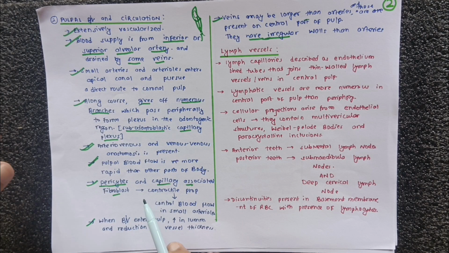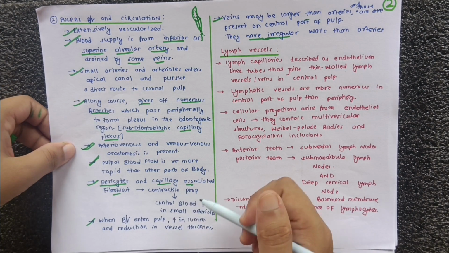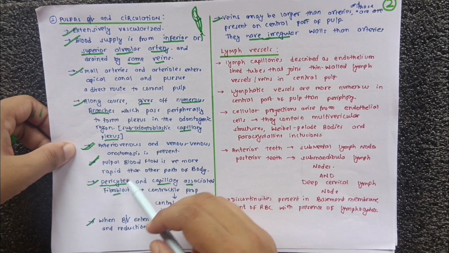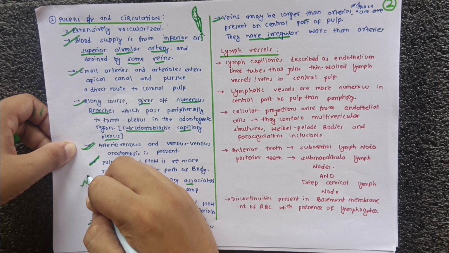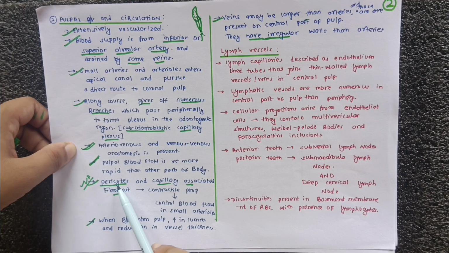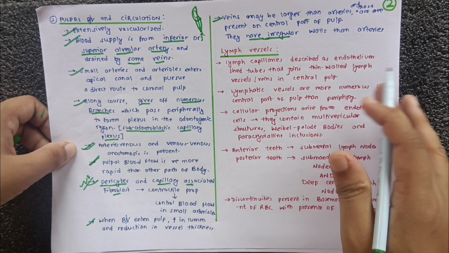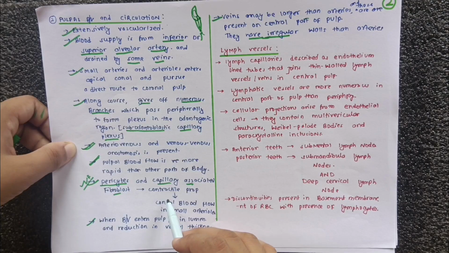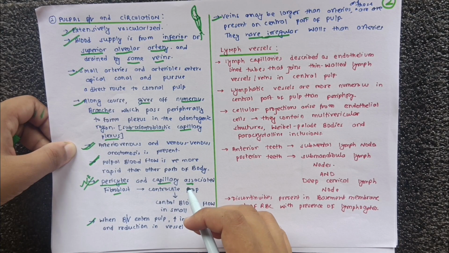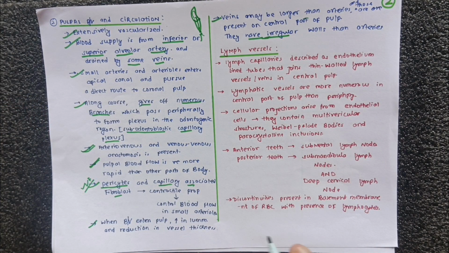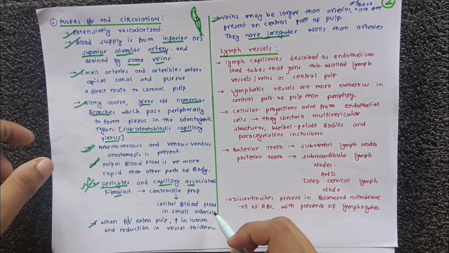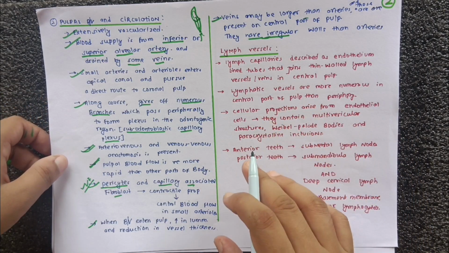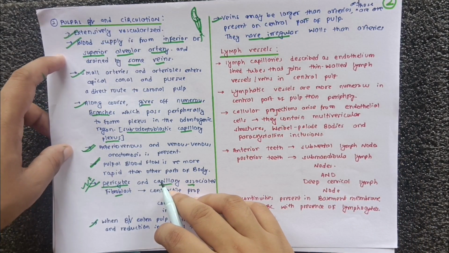After that, in the next point, the pericyte and the capillary associated fibroblast. This is one of the important points, and it is very important for exams. The pericyte and the capillary associated fibroblast are different kinds of cells present on the walls of the small arterioles, and those cells have contractile properties. As they have contractile properties, they contract and control the blood flow of the small arterioles. So it is important to know this.